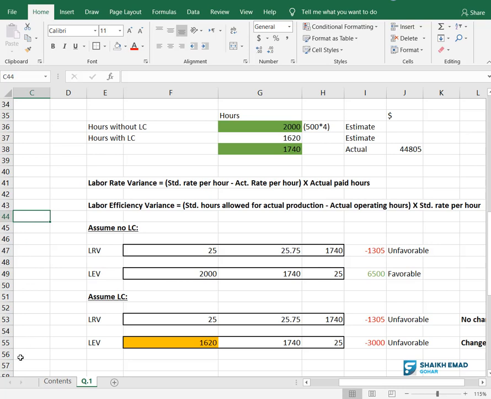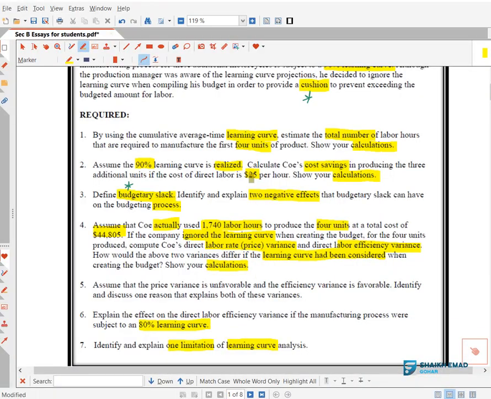It was written in the scenario, remember? They say 25. This is the rate we will pay them. This is called standard. We need to compare this rate with the actual rate we paid to them. How to know how much we actually paid to them? So what you will do basically, you will take this figure 44,805 and you will divide it with 1740. So you will get your actual rate. Right or not? Everyone.